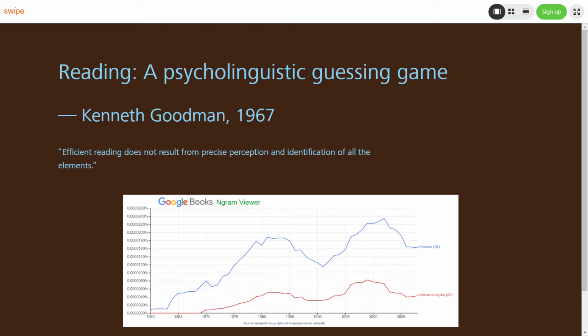So in 1967, a gentleman named Kenneth Goodman wrote this paper called Reading: A Psycholinguistic Guessing Game. It launched a movement called whole language, which took off in the 70s and 80s, dipped down in the 90s, kind of took off again, then dipped down again. I'm not here to argue his thesis, but there is an important quote that I pulled from him: efficient reading does not result from precise perception and identification of all the elements.